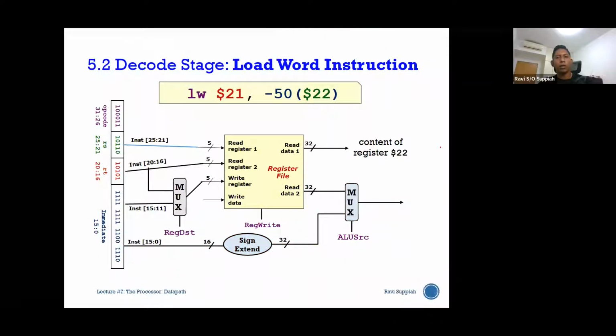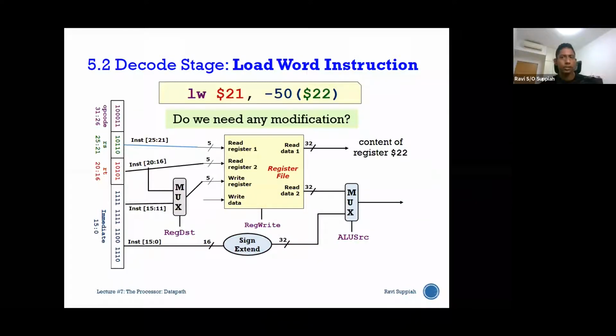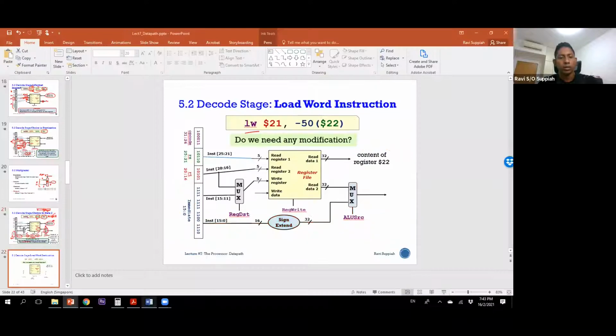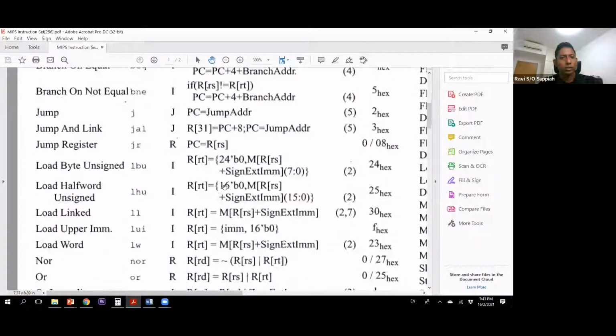How about the load word instruction? Do I need to make any modification to the processor if I were to perform this load word instruction? In order to answer that, we first need to relate this instruction to the instruction encoding. The first thing is load word, so you can look back at your instruction set here.